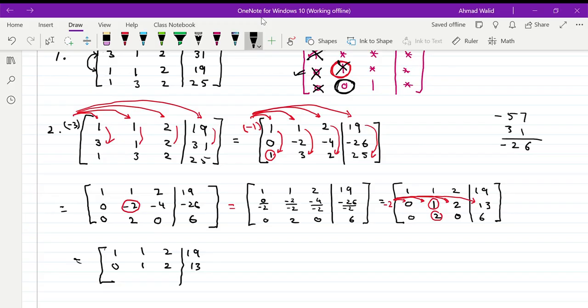Negative 2 times 0 is negative 0. 0 plus 0 is 0. Negative 2 times 1 gives you negative 2. Negative 2 plus 2 gives you 0. Negative 2 times 2 gives you negative 4. Negative 4 plus 0 gives you negative 4. Negative 2 times 13 gives you negative 26. Negative 26 and 6 gives you negative 20.